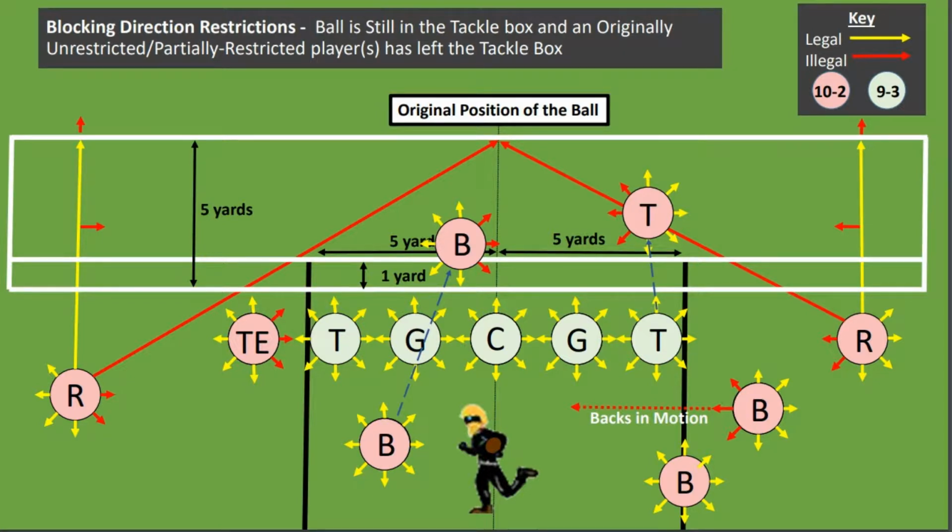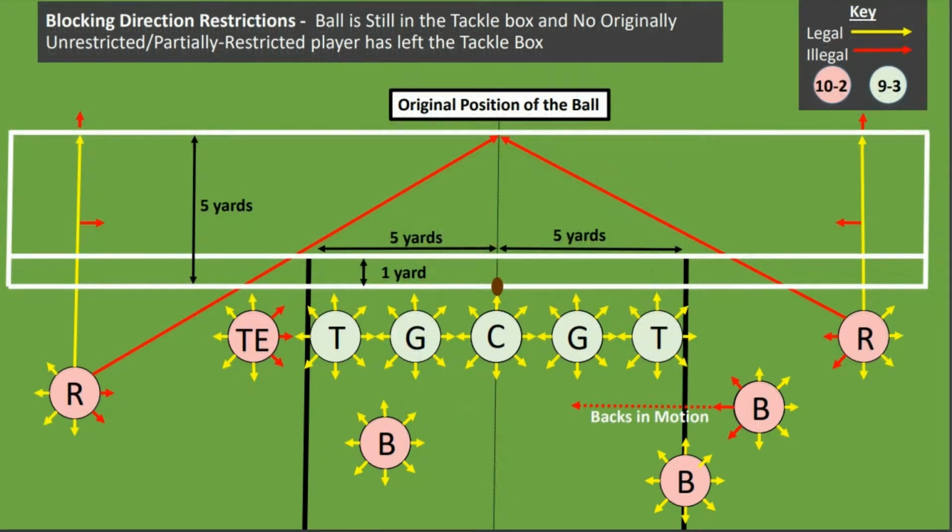Once an unrestricted or partially restricted player leaves the tackle box, they have now given up that ability to block back towards the original position of the ball. They are restricted to blocking away from the original position of the ball, even if the ball is still in the tackle box. However, there is still one key block that is still allowed, and that is they are able to block back towards their own goal line.